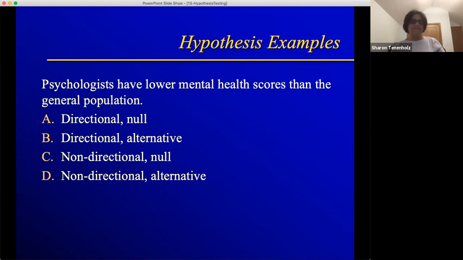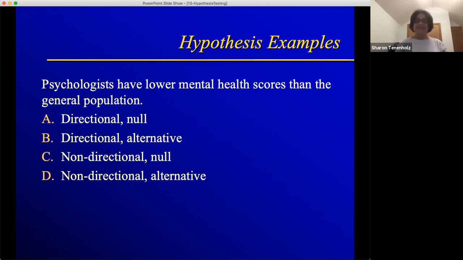Okay, let's see what we have. Once again, the most popular response here was directional alternative. Once again, that is the correct answer. Some of you might have been fooled thinking she wouldn't put two the same back to back. Oh, but she would. This is also a directional alternative hypothesis. We know it's directional because it is lower, not just different, but lower. And it's an alternative because we're making a specific prediction. Psychologists have lower mental health scores than the general population.